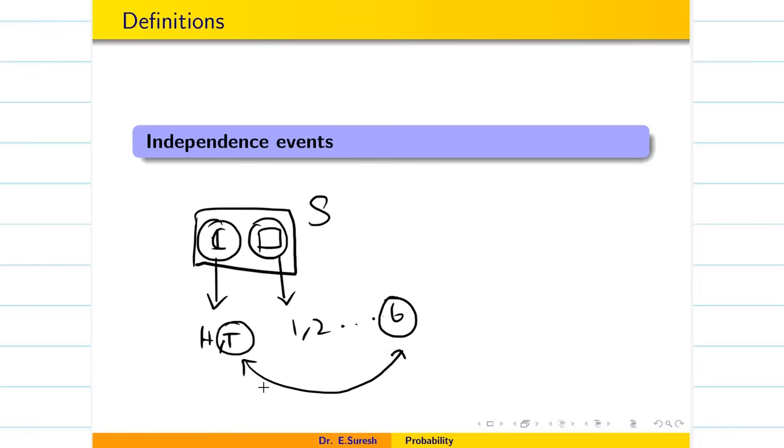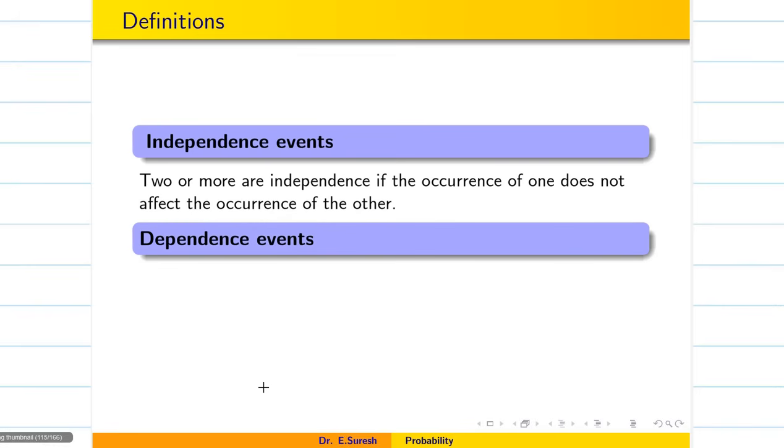Occurring tail or head depends on the coin. Occurring number 6 has some probability with the die. But the occurrence of 6 will never affect the occurrence of tail or head in the coin. Similarly, the occurrence of tail will never affect the occurrence of 6 in the die. So these two events are independent events.